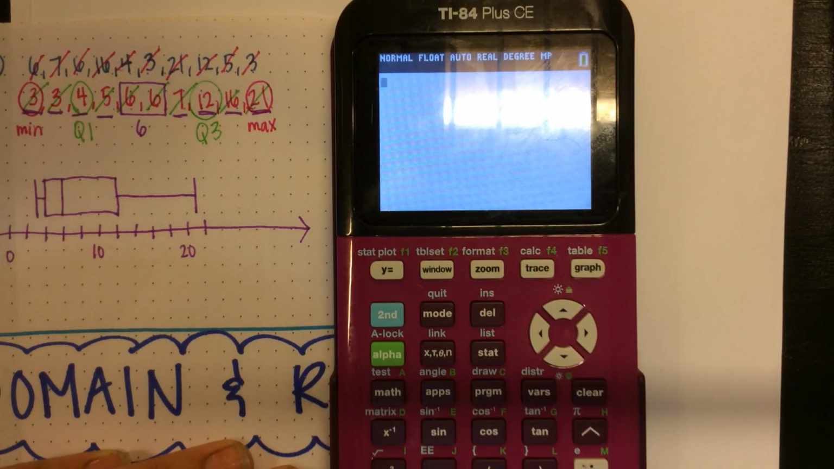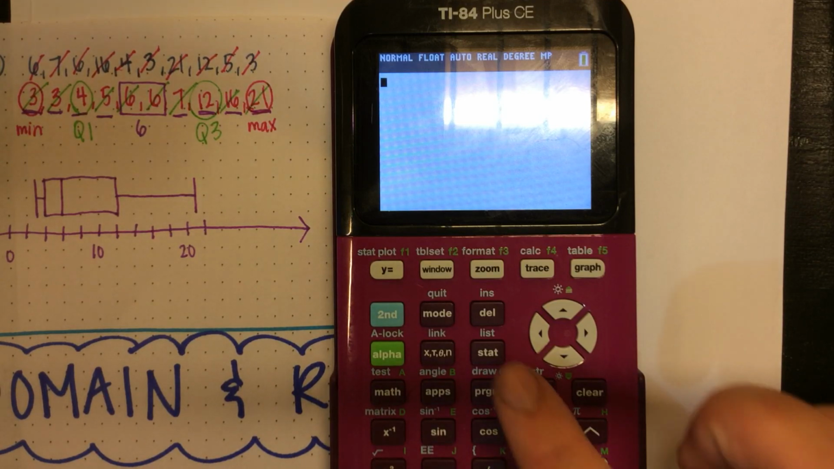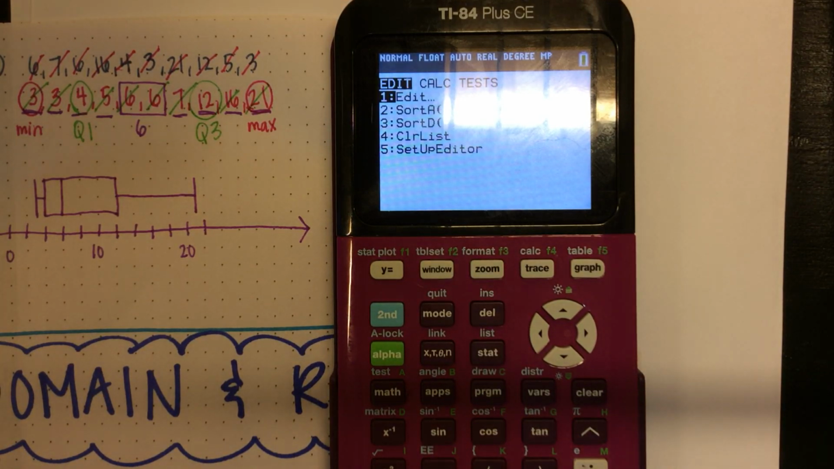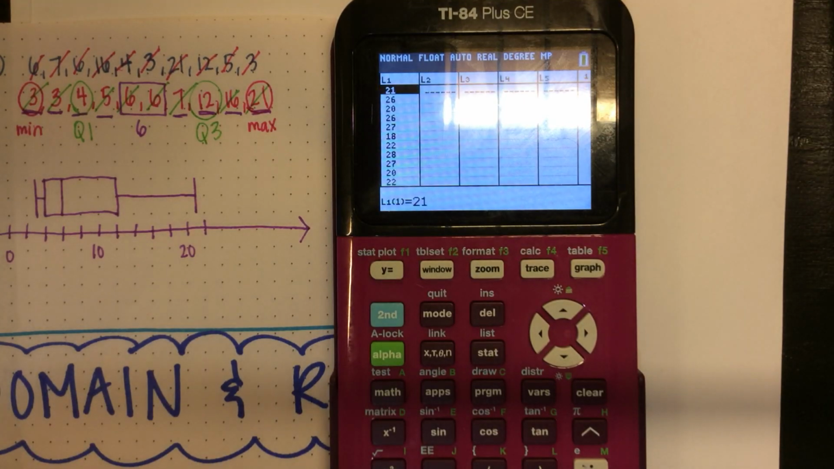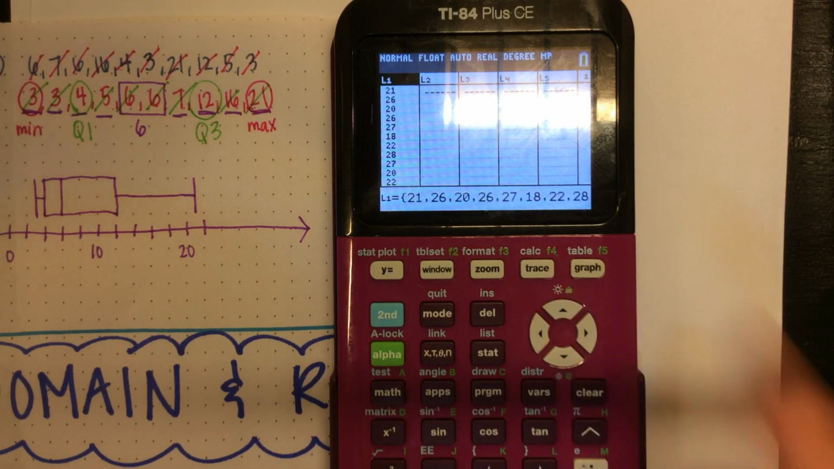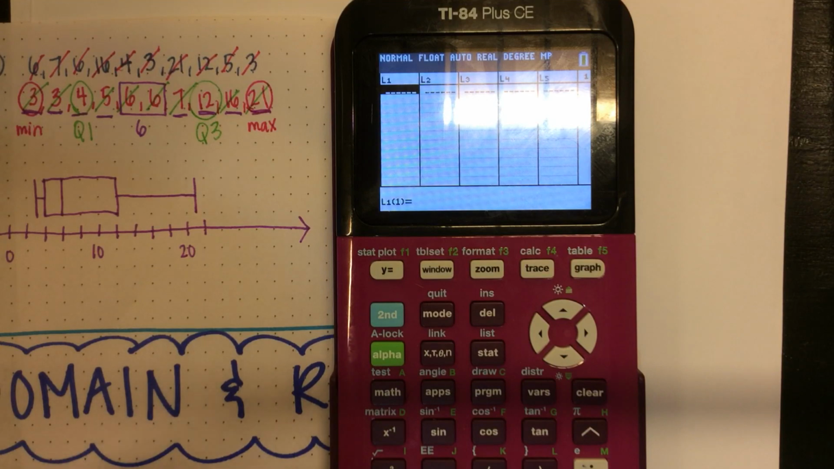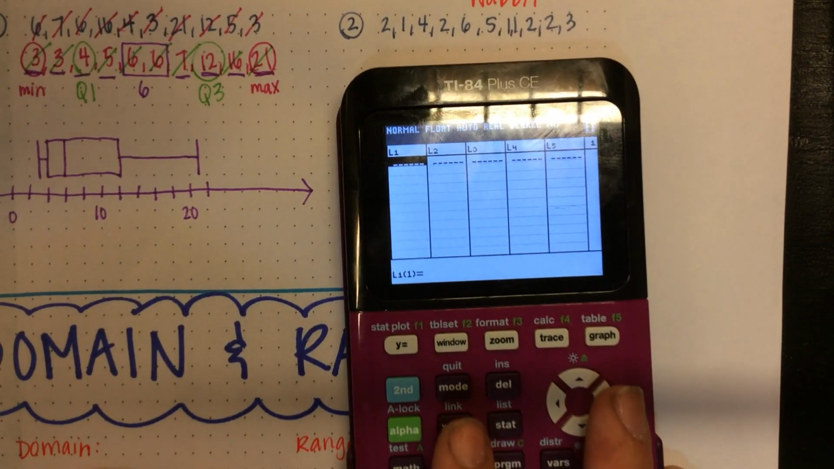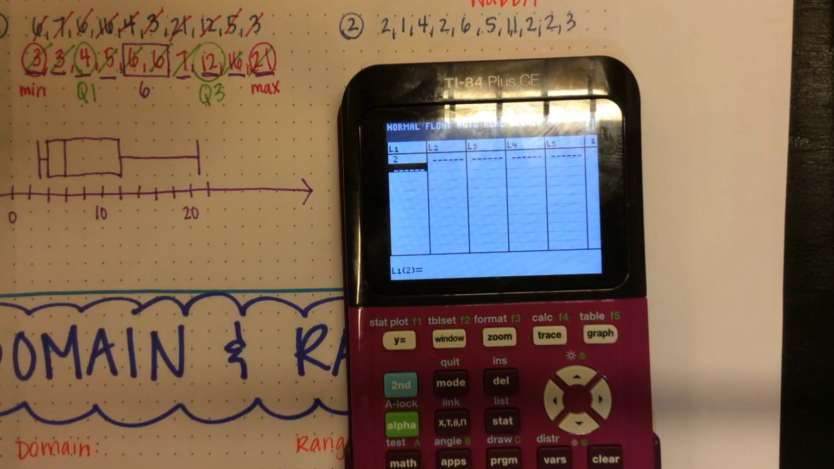Okay, but on the calculator, first I'm going to show you how to get your 5-number summary from the calculator. So what we do is you press the Stat button underneath Delete, and we're going to go to Edit. So press Enter. All right, now I have something in my L1. To clear it out, I'm going to go up to L1, press clear, enter, and it'll clear it out for me. And then I'm going to type in my data. All right, so we've got 2, enter, 1, enter, 4, 2, 6, 5, 1, 1, 2, 3.